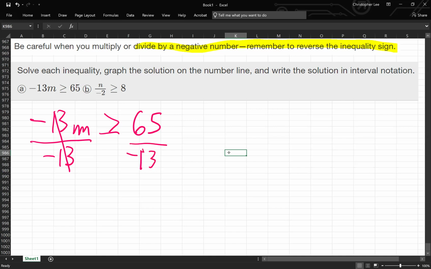All right. So now what does this become? This becomes m is, flip the sign, less than or equal to negative, and then, oh boy, 65 divided by 13 is 5. Appreciate that. Thank you. Negative 5, right? After that, we're right back to where we were before, right? I want the graph on the number line, and I want the interval notation, right?